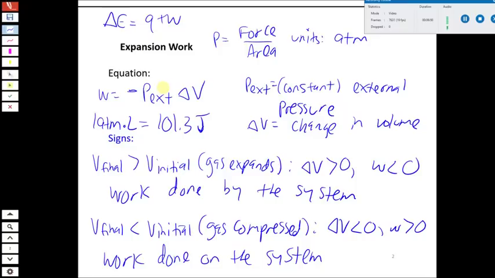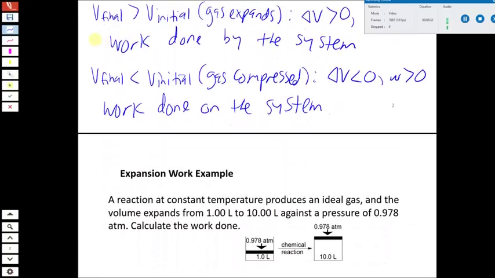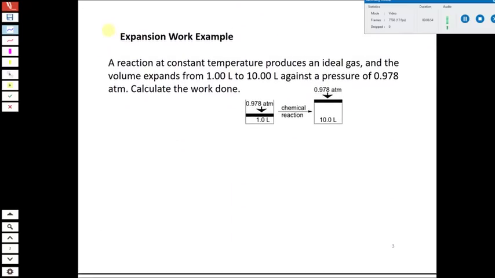There's not a lot of depth to this topic. So the only type of expansion work we have to deal with is this situation here. We have a reaction that produces an ideal gas, and the volume expands from 1 liter to 10 liters against a constant pressure of 0.978 atmospheres. Calculate the work done. It doesn't necessarily have to be a chemical reaction. It could just be a physical change.